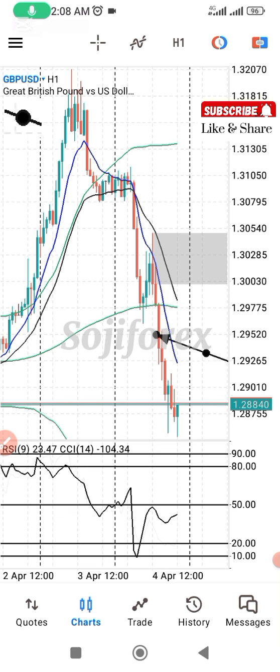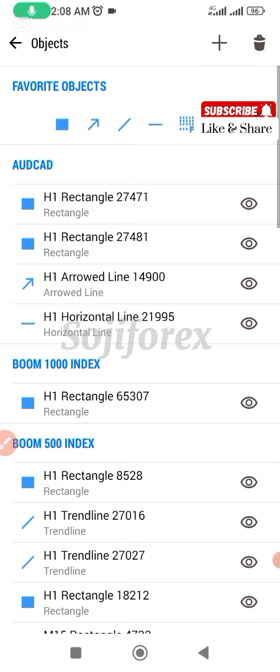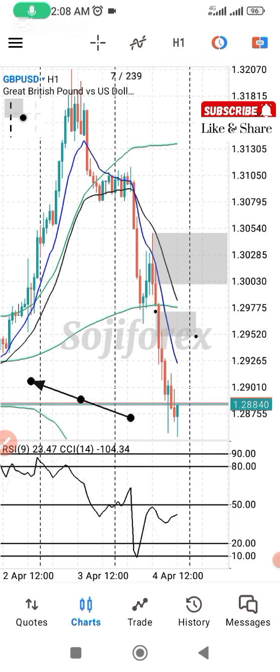Then number two, we are going to look for an imbalance, which is a fair value gap in this movement. If you don't know what a fair value gap is, I'll refer you to watch our previous videos on how to identify that on this channel. So you can see now, this is it. There's a fair value gap in this zone. So all of this zone is a fair value gap.